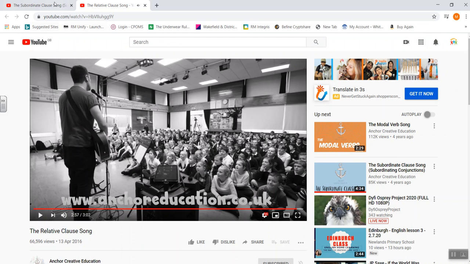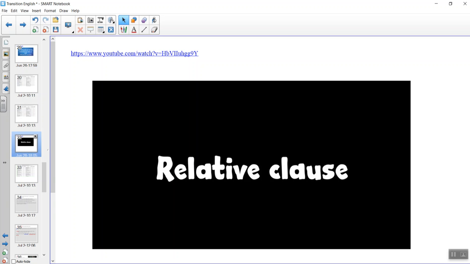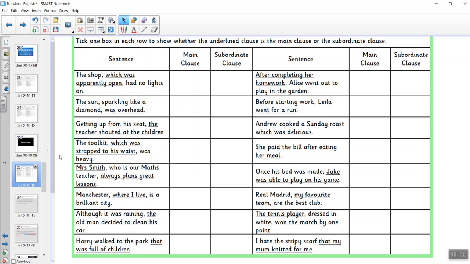Okay, so there's two songs there that could help us quite a bit with our clauses. So a relative clause is a special type of subordinate clause. It doesn't make sense on its own. It needs a main clause to help us.